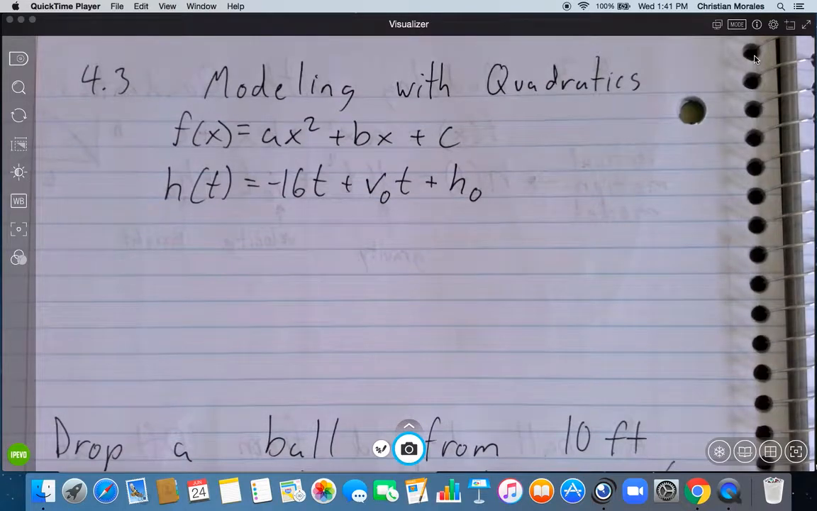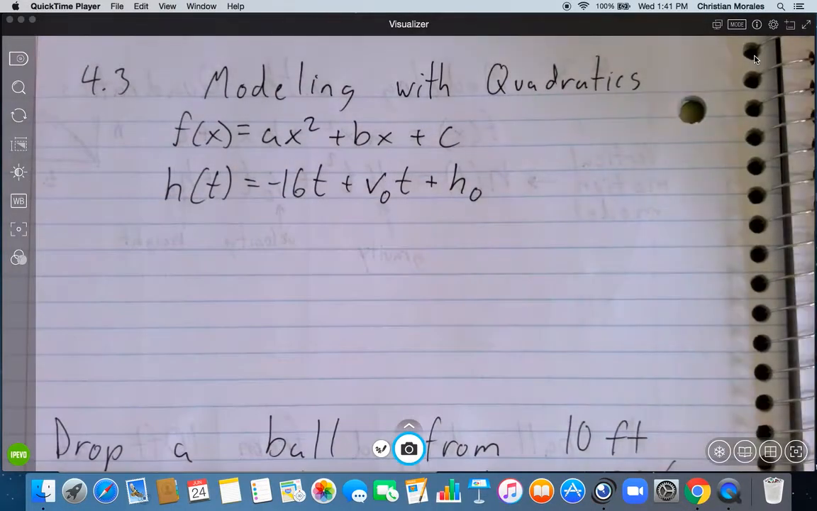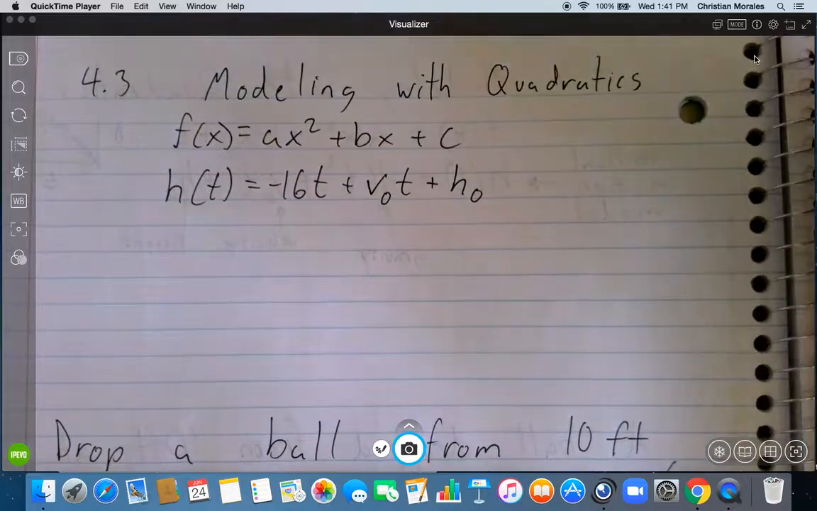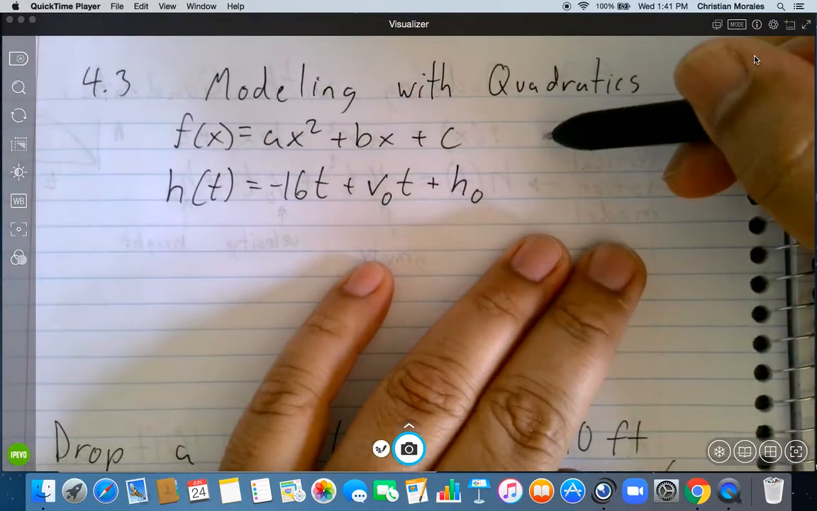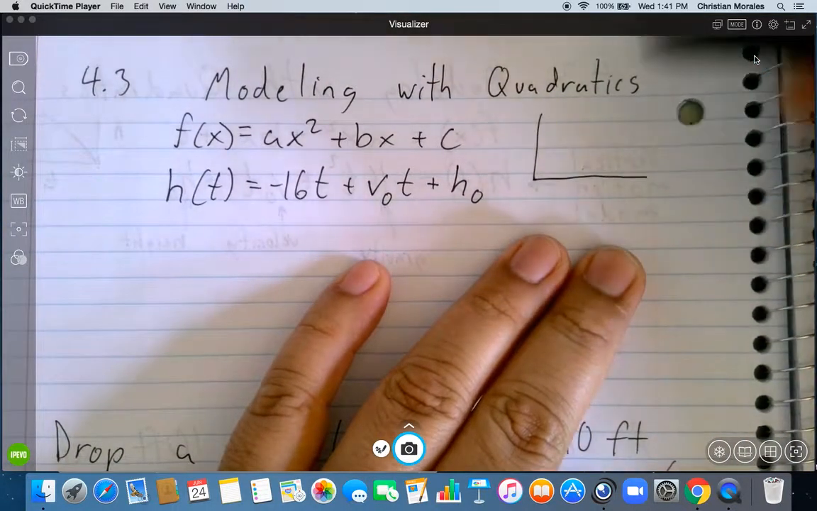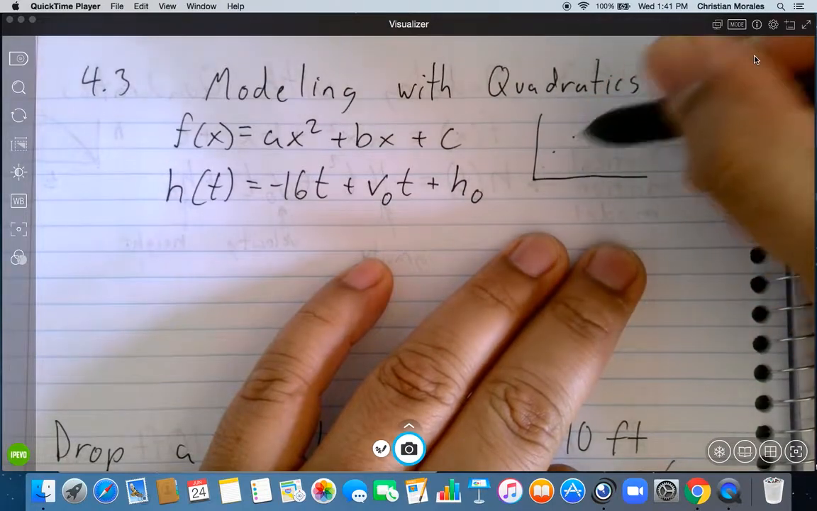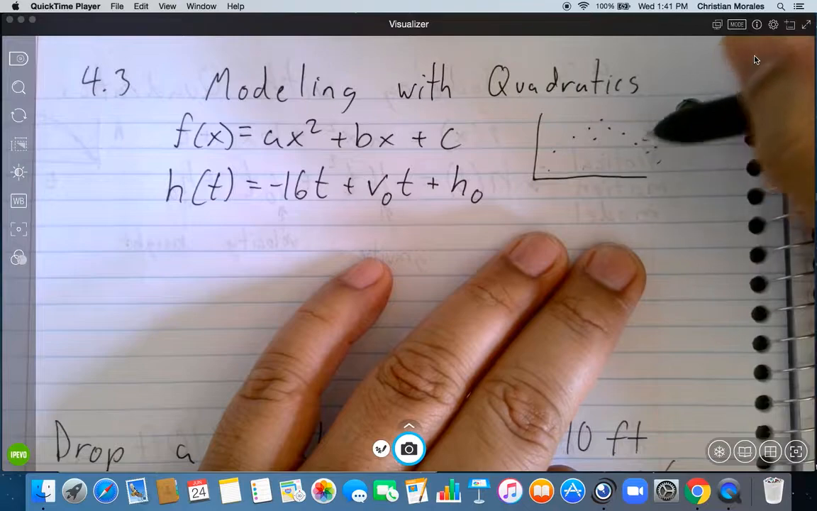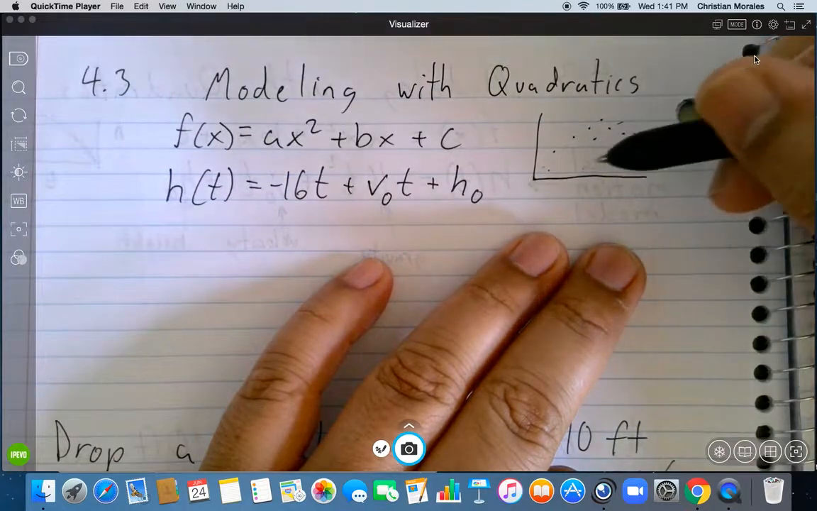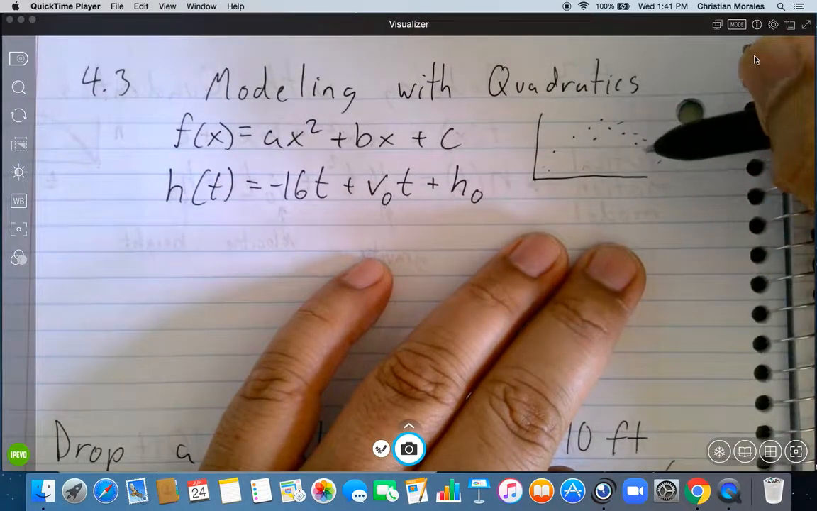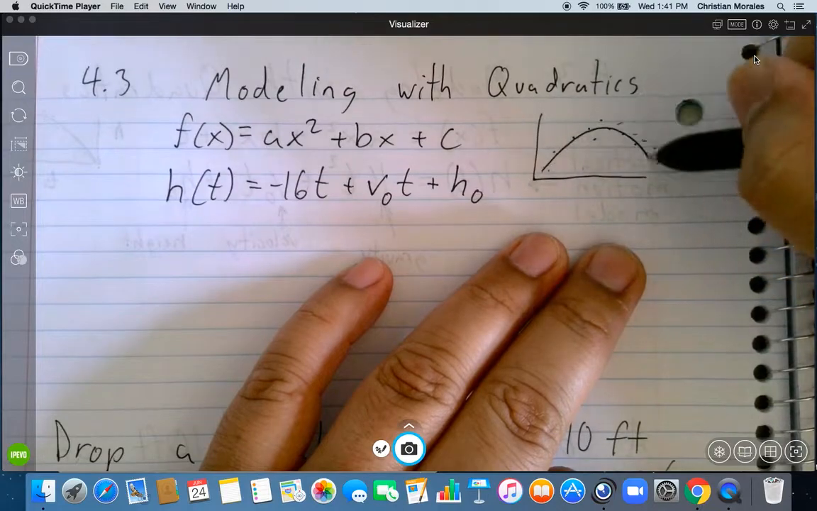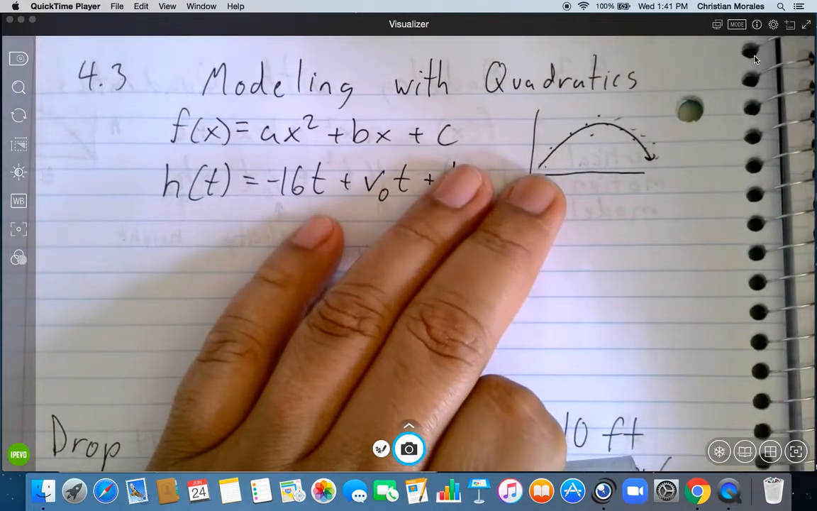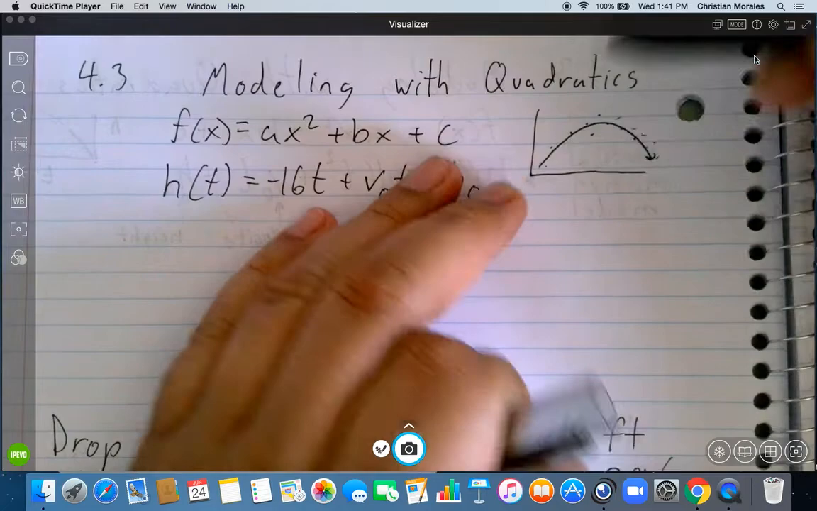Part 3, modeling with quadratics. Now, modeling quadratics is basically when you have a situation where you have data or information, and the data, instead of just going straight up, starts to do this. Well, it's going up and then it goes down. It's going like that. It can't be a line, because lines only go in one direction.